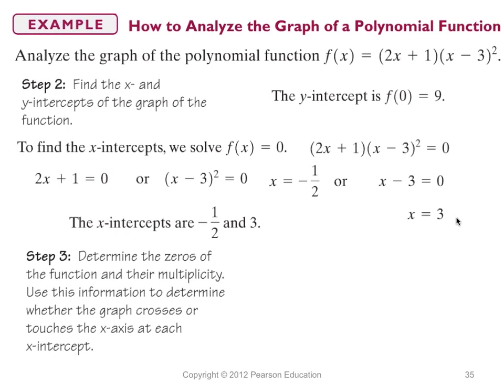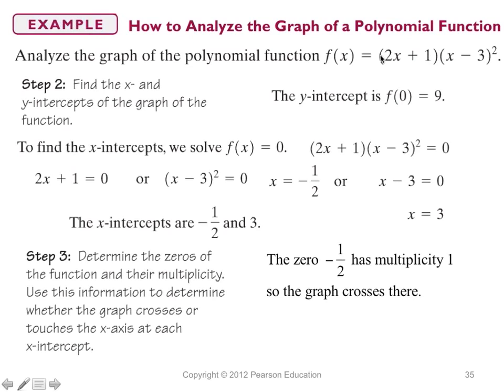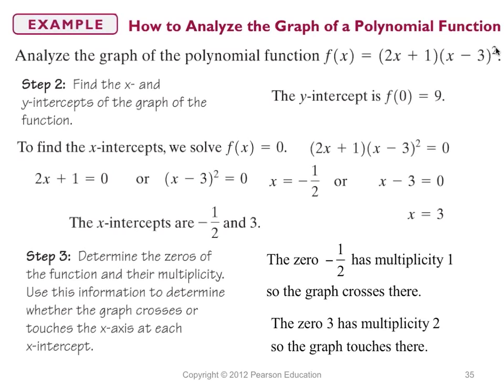And then we want to determine the multiplicity of these. So if we look at the -1/2, that comes from this piece right here. The multiplicity on that is 1. Okay, 1 is an odd number, so that means that our graph is going to cross there because it's odd. And then at 3, the zero of 3, that comes from this piece right here. That has a multiplicity of 2. 2 is an even number, and hopefully remember ET. Even numbers mean that the graph touches there.